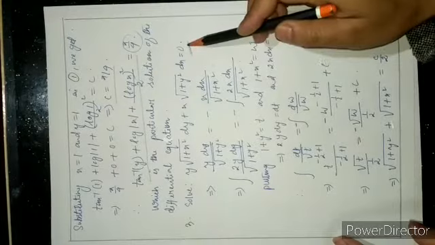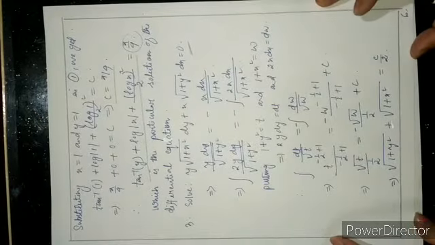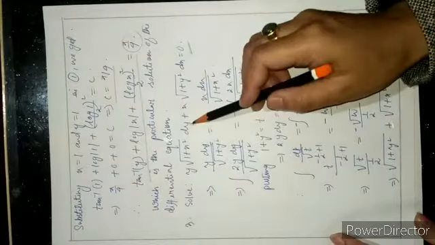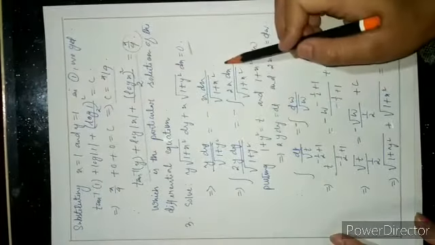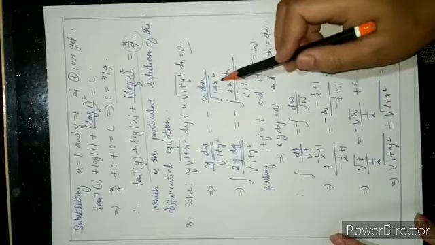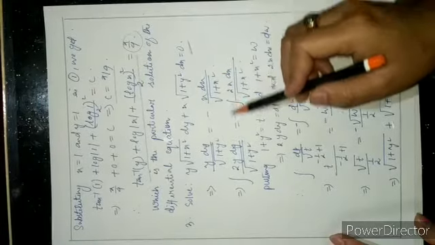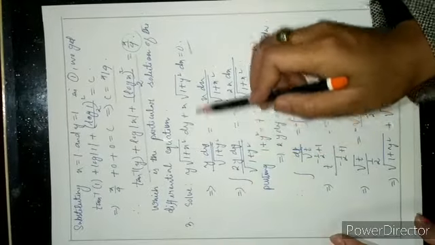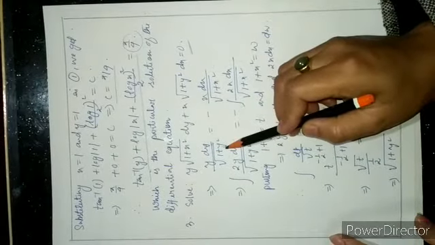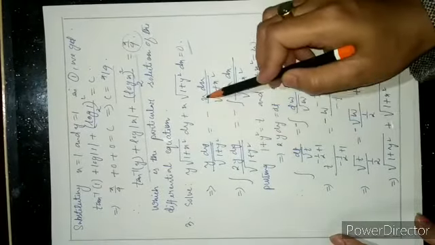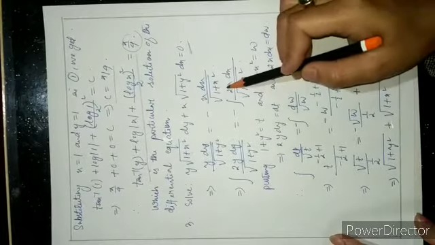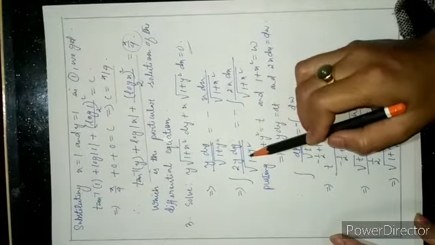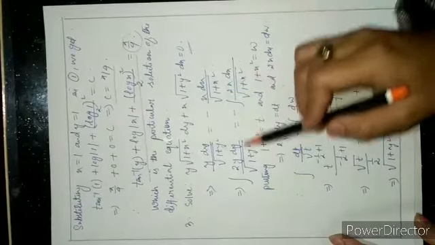To solve this differential equation, we separate the variables. By cross multiplication we can separate the function of x and y. Dividing by root over 1 plus y square and by root over 1 plus x square, and integrating on both sides of the equation.